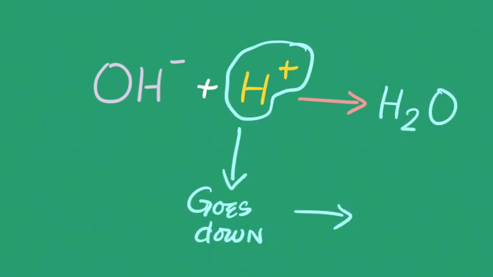So how do the hydroxide ions increase the pH? The hydroxide ions can easily combine with any free hydrogen ions and make water. As a result, the number of free hydrogen ions goes down and the pH goes up, making the solution more basic.